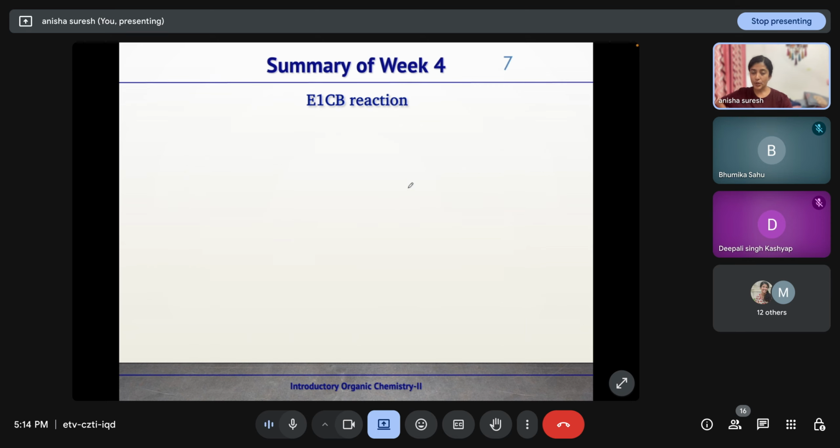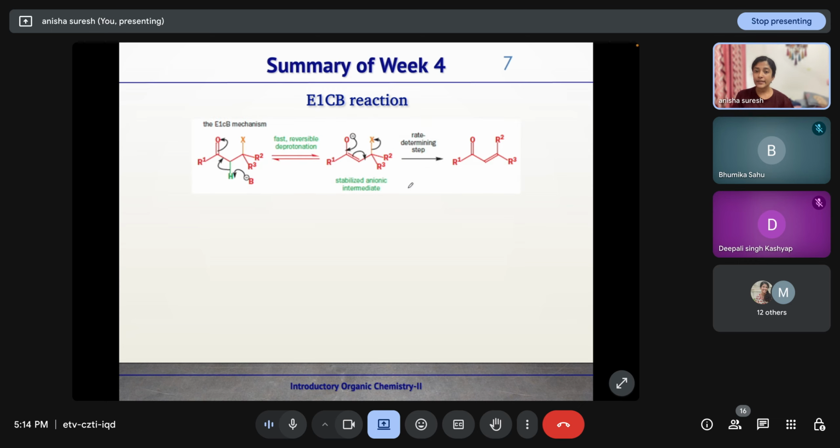Then a special topic that was discussed regarding this E1cB reaction. So in the E1cB reaction, this is our substrate that can undergo the E1cB mechanism. First a base can abstract this alpha proton, which is the most acidic proton in the system. The alpha proton will be abstracted and it will lead to the formation of the enolate. This is a reversible reaction. It is a fast reaction. So this is the stabilized anionic intermediate that is forming.